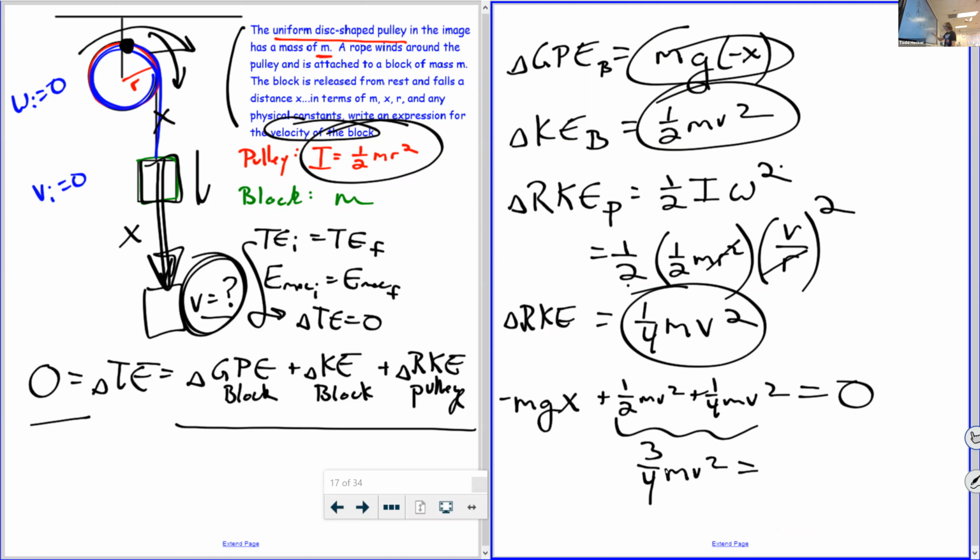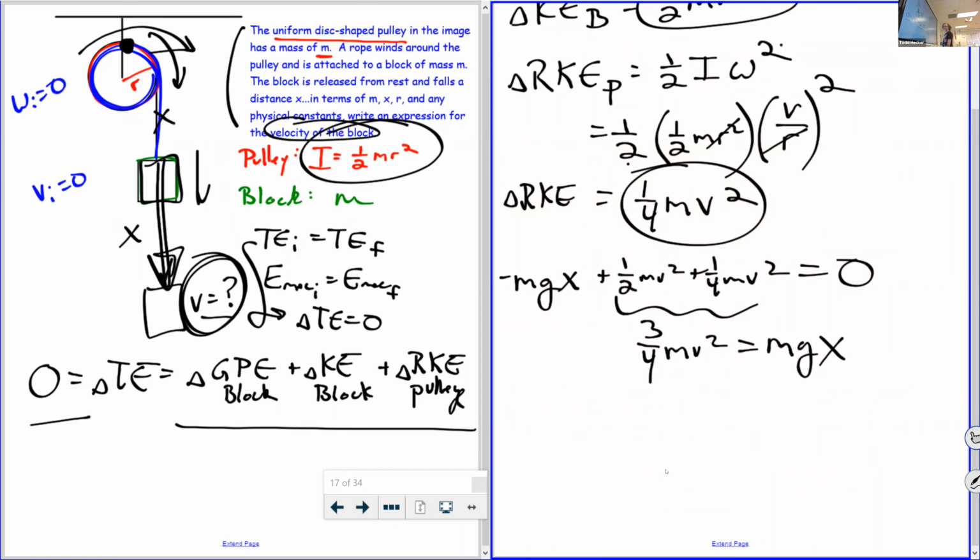Has to equal, I'm going to add the mgx to both sides. And then just solve it. M's cancel, multiply by 4/3. Square root of 5. There you go. There is the velocity. Okay, so not rocket science there.